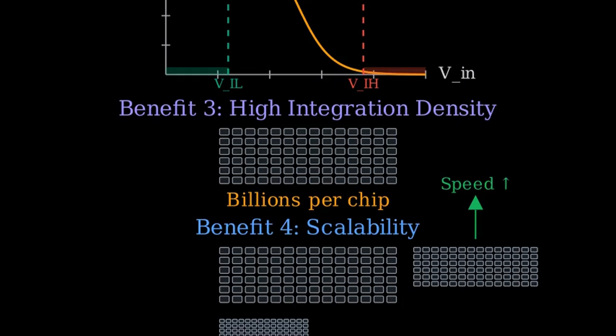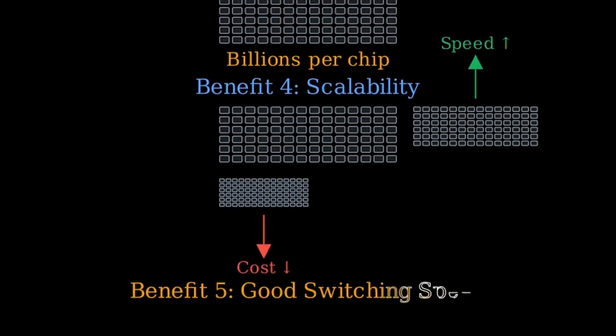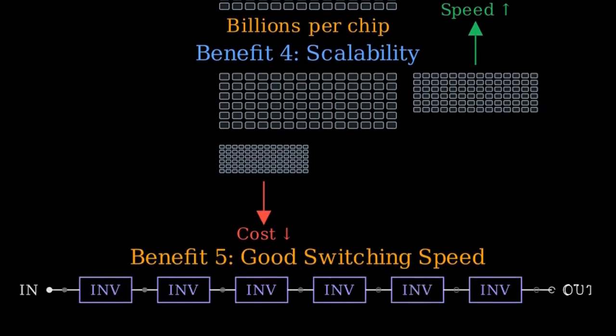To summarize, CMOS stands for Complementary Metal Oxide Semiconductor. Its key benefits are very low static power, high noise immunity and wide voltage range, high integration density, excellent scalability, and good switching speed for most digital applications.